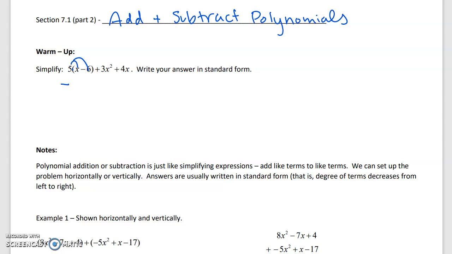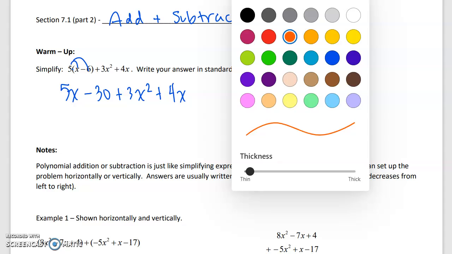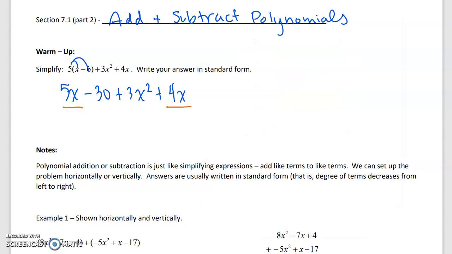And we always start by distributing. So we would have 5x minus 30, bring down our 3x squared and our 4x. And then we want to identify our like terms, which in this case is just the 5x and the 4x. But we want to write our answer in standard form, and we do that by putting the degree of the terms decreasing in order from left to right. So that means we're going to look at the exponents. This term is a 3x squared, so that is our highest degree term. When we add our x's, 5x plus 4x is 9x, and then our constant is minus 30.